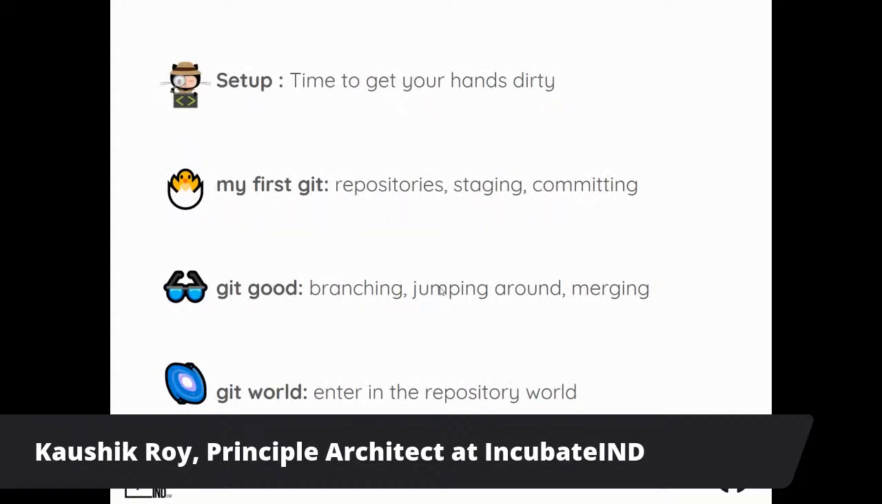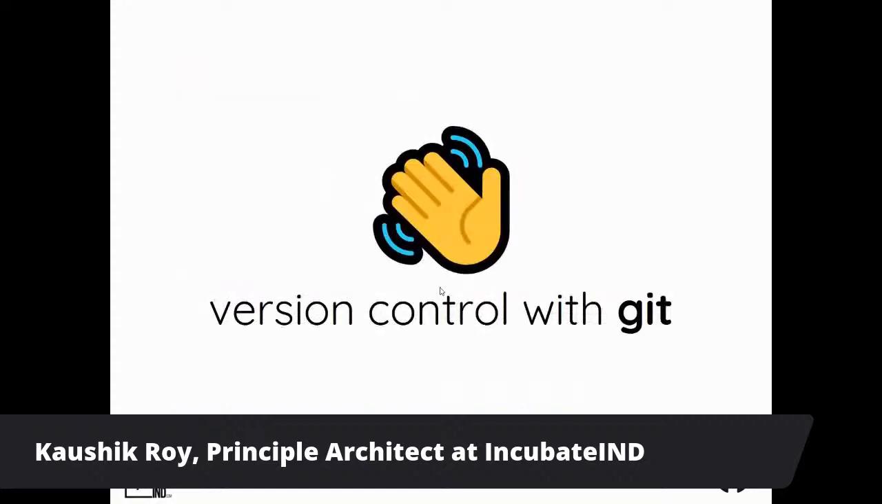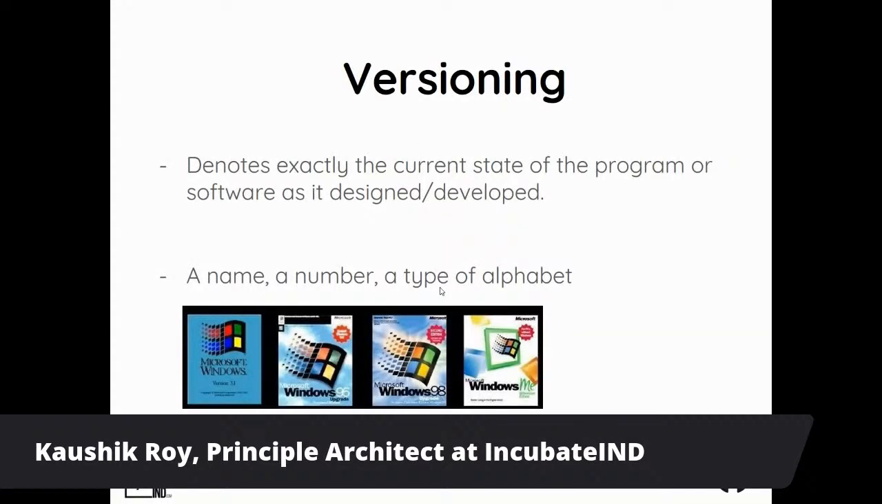Then we will set up Git onto our systems if we haven't done it yet. We'll be understanding repositories, staging and committing. We'll be branching and then merging different sets of code. So all these things would be done over the next period of one or so hours, and then we'll be heading straight to understanding what version control is actually doing. So with this, we will understand what version systems are and how we actually maintain them.